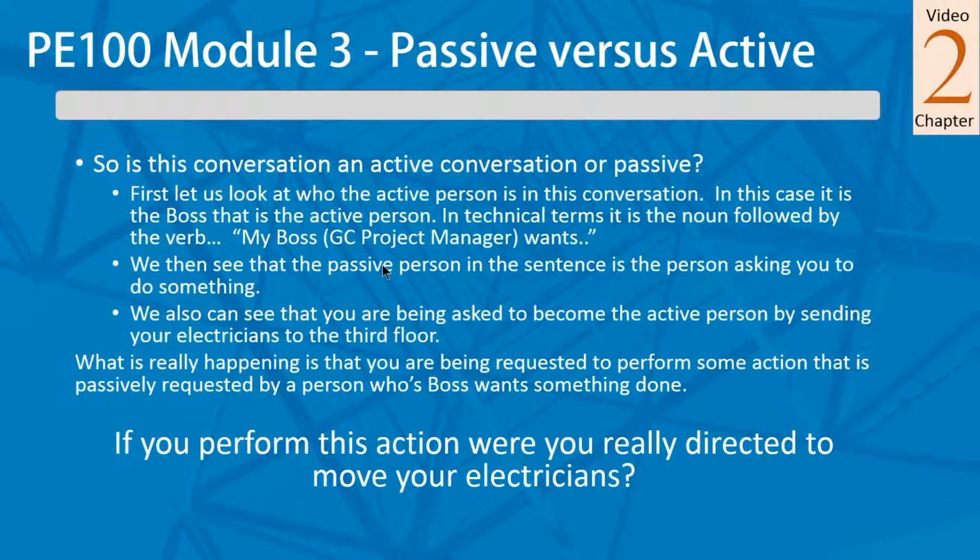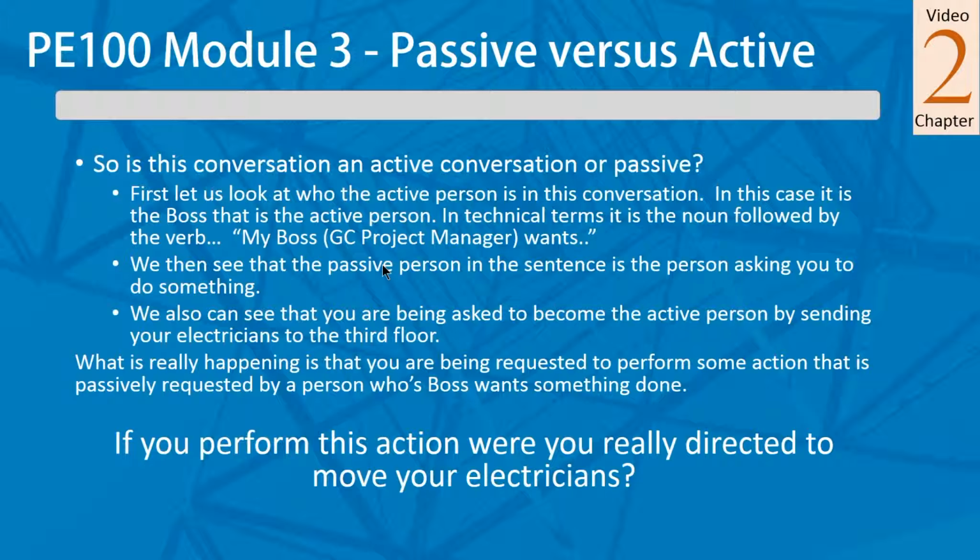So you've got to ask yourself the big question. If you perform this action, were you really directed to move your electricians? That's a big question. Was I given a directive to go do this or not? I mean, his boss wants this done, but he's not telling you to do it. So he's not directing you. I don't think the boss is standing there, or he wouldn't be saying that. So the boss isn't directing you. So really, you're not being directed. It's just being suggested in a very passive way that you really ought to go do that.